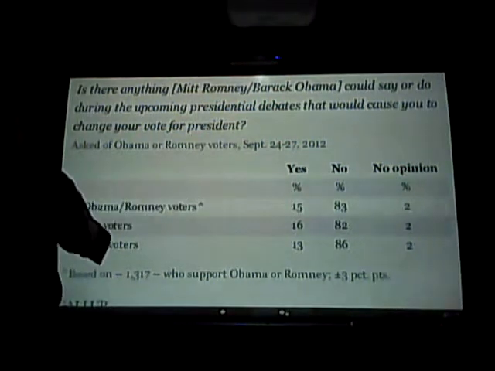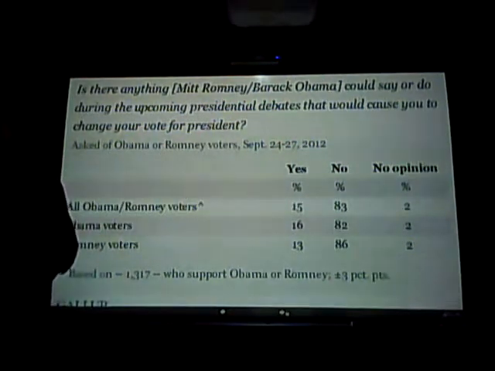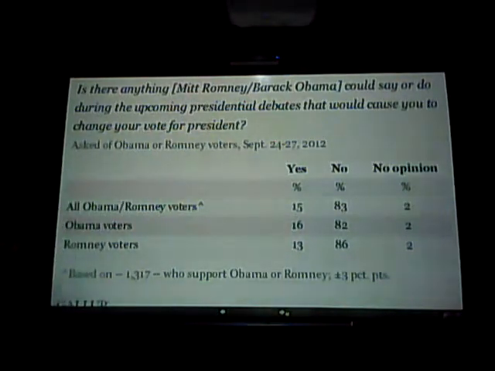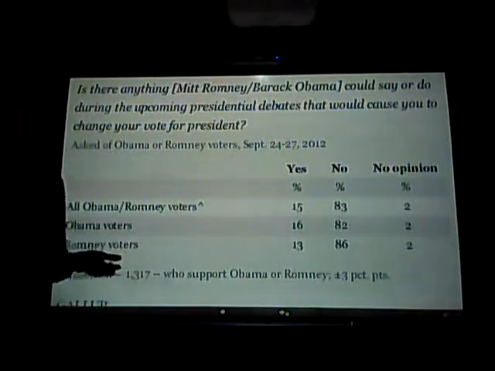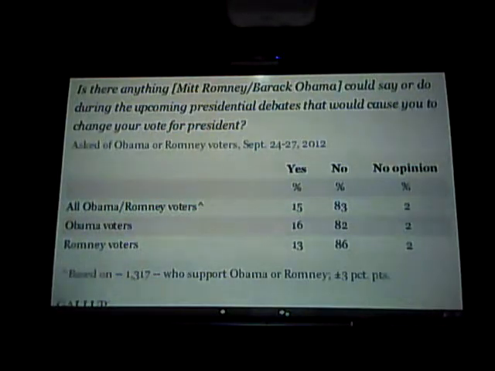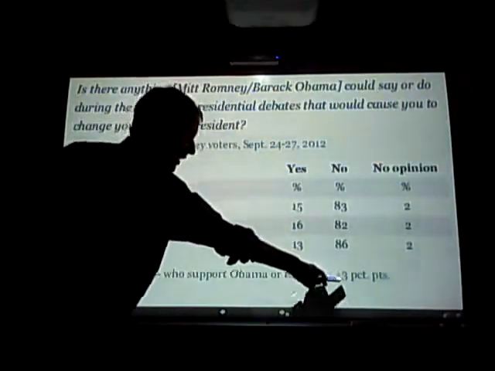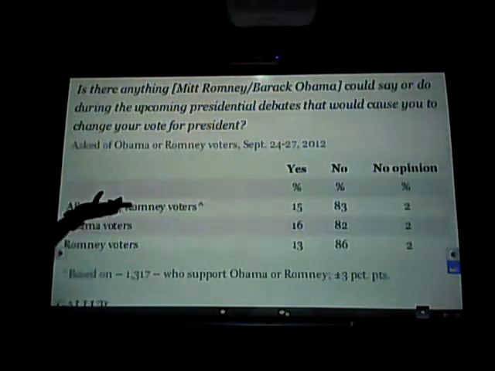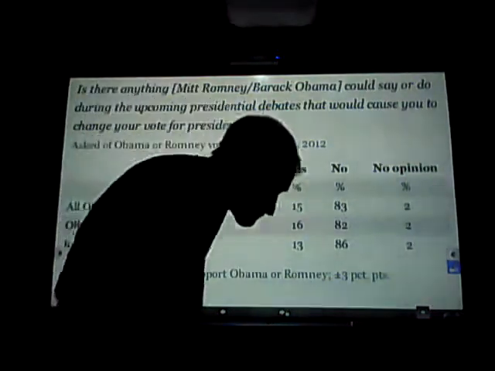Most people are already set. They're not going to change their minds. Barack Obama could come out and fall flat on his face, which in a lot of ways he did in the first debate. Okay, he did not do well. And still, about 80% of the people would say, yeah, it doesn't really matter. I'm still going to support who I'm going to support. Okay? But this plus or minus 3% is the margin of error. So we know that's a low number, it's a pretty accurate poll.